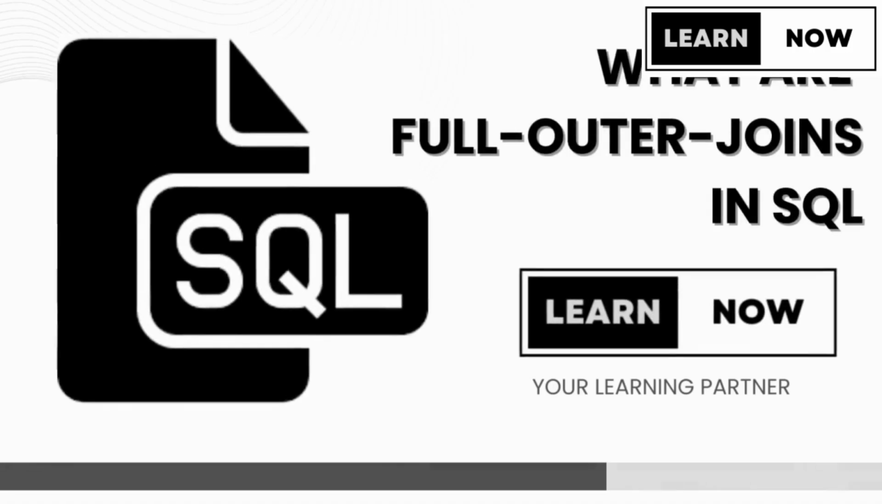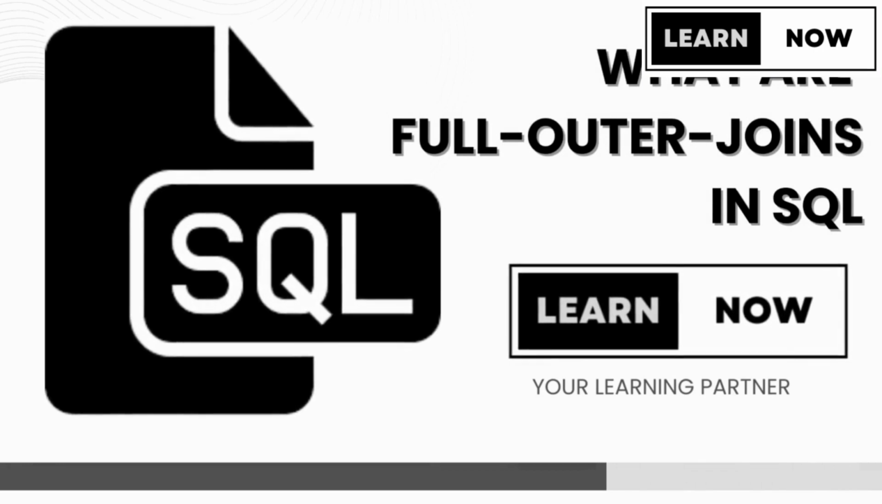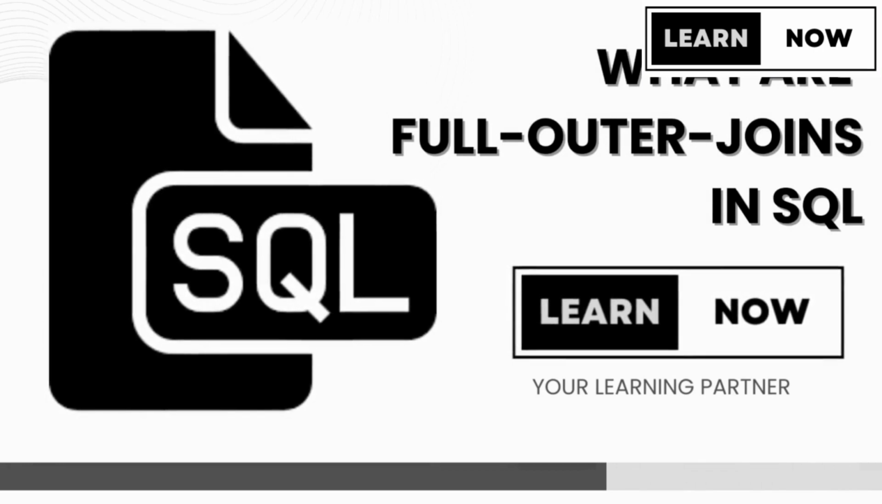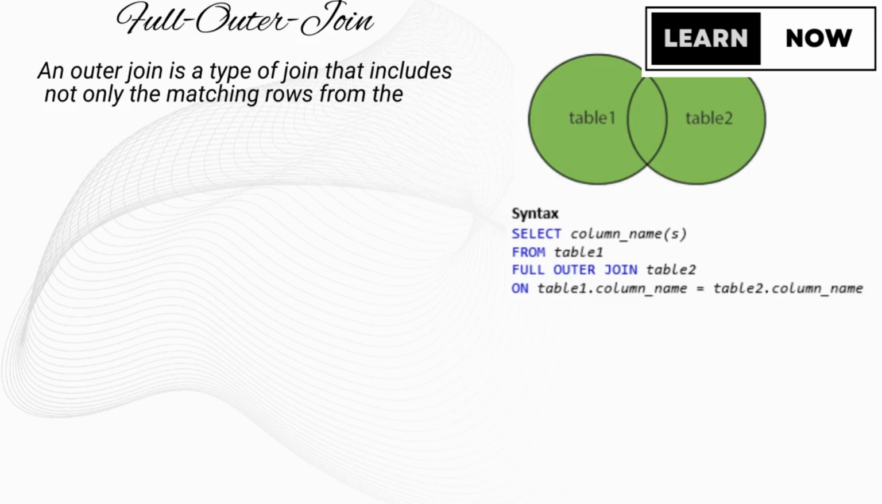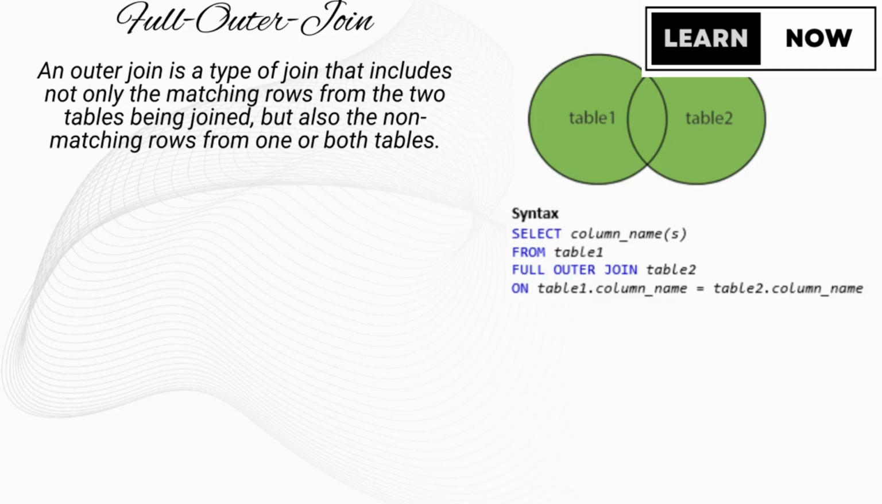Today we'll be taking a deep dive into full outer join with a real-life example. So let's get started. What is a full outer join? An outer join is a type of join that includes not only the matching rows from the two tables being joined, but also the non-matching rows from one or both tables.